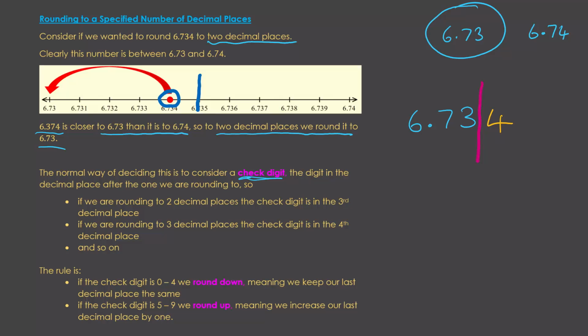So we say that just here. If we're rounding to 2 decimal places, the check digit is in the 3rd decimal place. If we're rounding to 3 decimal places, the check digit is in the 4th decimal place, and so on.